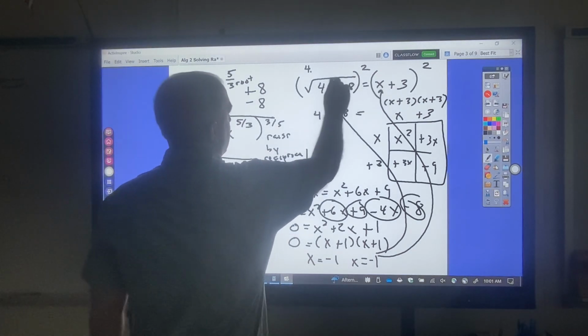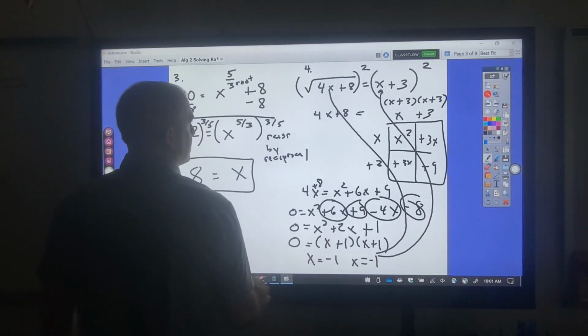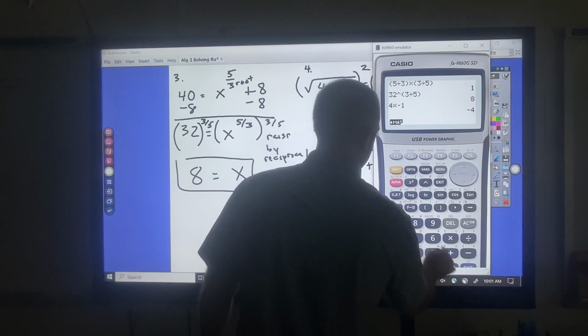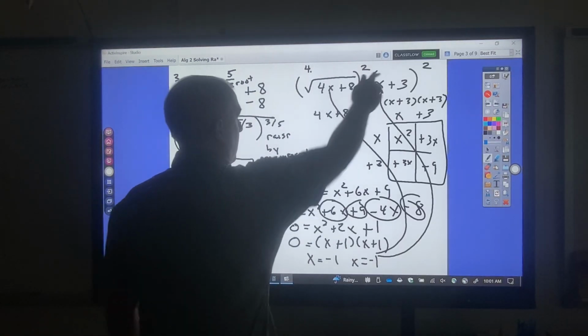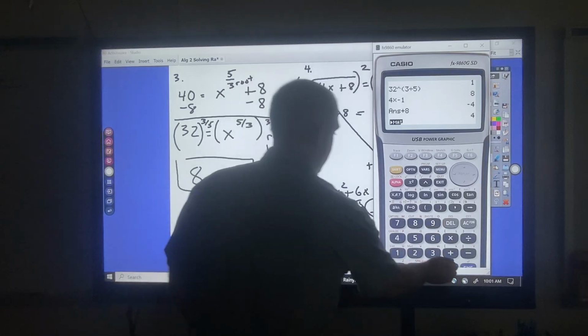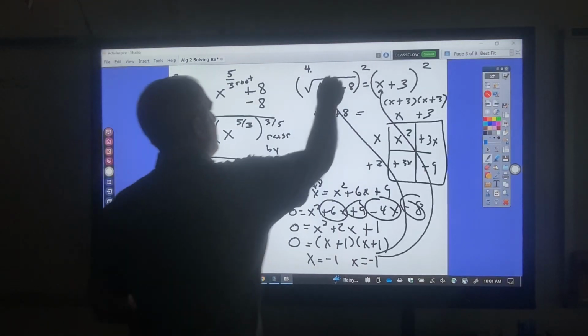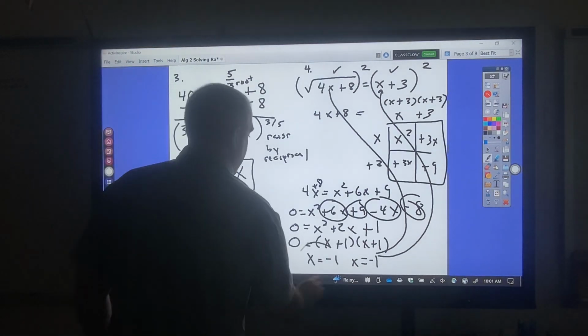The main thing is I have to watch for this. Well, 4 times negative 1 plus 8, that's good. Negative 1 plus 3 would be 2. I'm good there. So what I want to do is make sure that both parts are good. So this ends up being my answer.